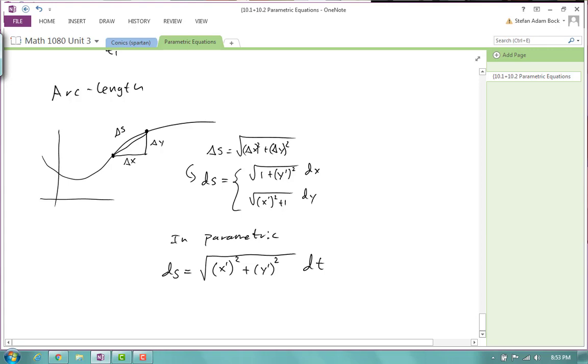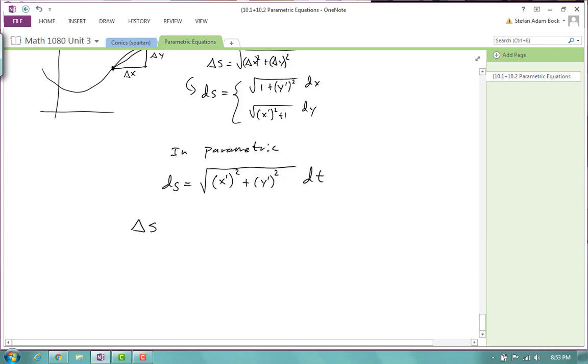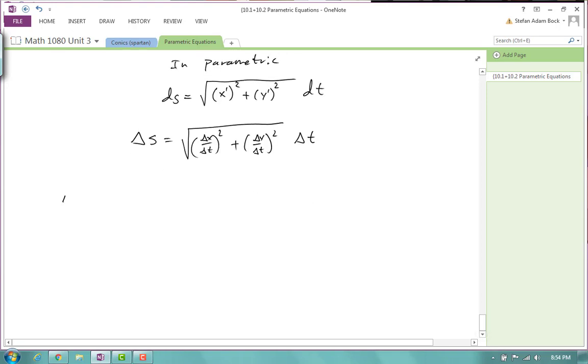dt. Or in terms of deltas from before, I would have delta x over delta t squared plus delta y over delta t squared, multiplied by delta t. So you can see how that distributes in to be just how we like it. So as usual, arc length is just simply the integral ds, except now it's going to be t1 to t2.